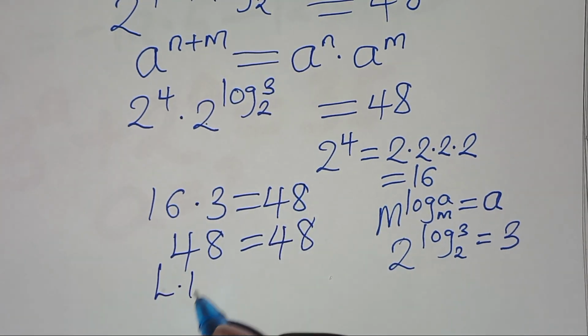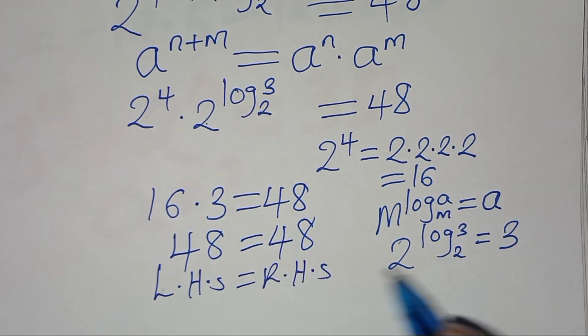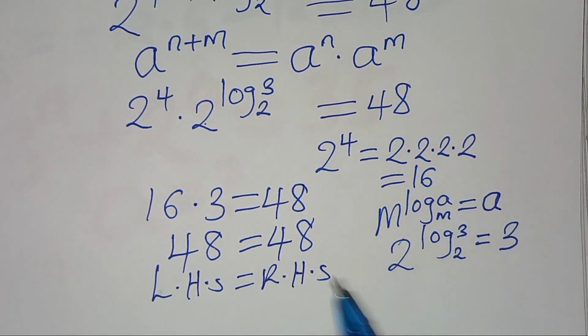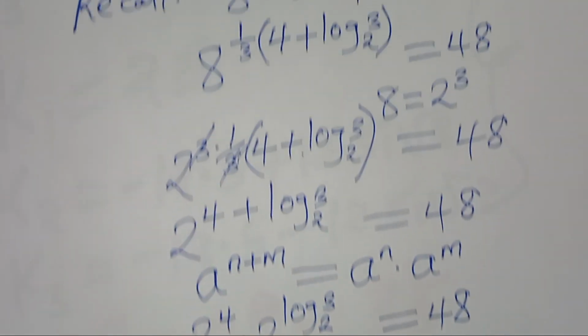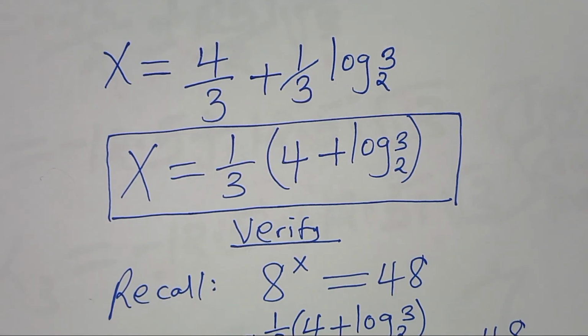So the left hand side is equal to the right hand side. This implies that the value of x, which is 1 over 3 times the parentheses 4 plus log 3 to base 2, actually satisfies the equation.